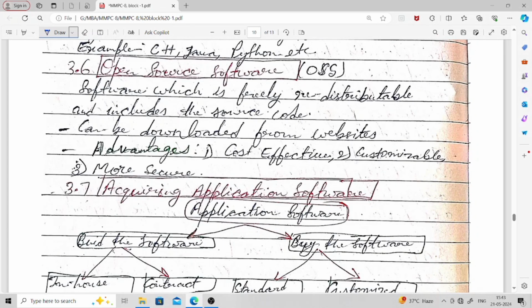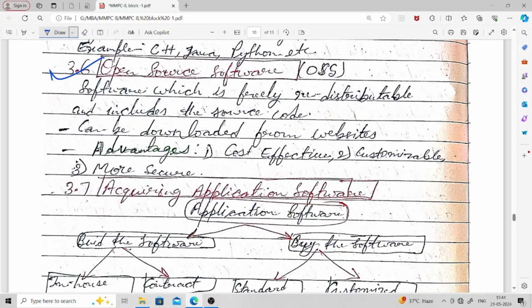Now next you have open source software. Open source software, OSS, is software which is freely redistributable and includes the source code. Those softwares are open source softwares and can be downloaded from websites, and the source code is available. So that's why you can modify the program also.